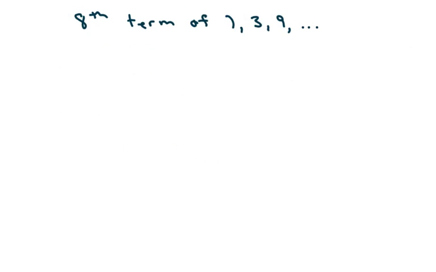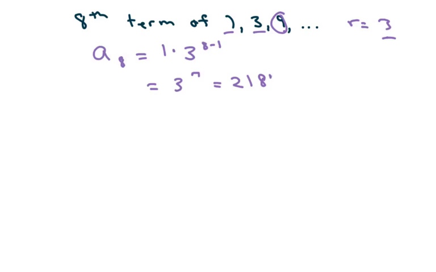Okay, the next one, the 8th term of this one. We want a sub 8, which is your first term, 1, times your r. Now your r is what you're multiplying each of these by. You can just look at that and see that r is 3, or you can take the next term divided by the previous term. So 9 divided by 3 is 3, or 3 divided by 1 is 3. So it's 3 to the 8 minus 1, which is 3 to the 7th, which equals 2,187.